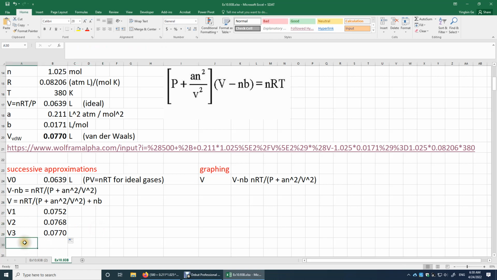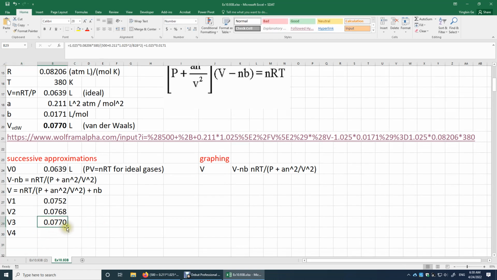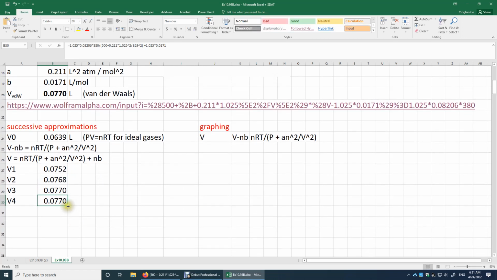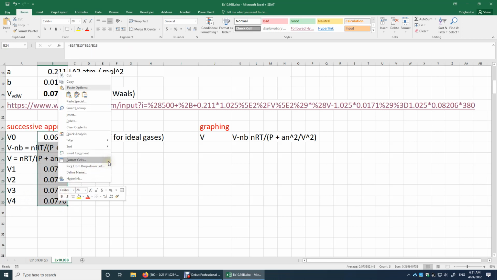0.770. I don't know if it's good enough. I drag it down. When I drag it down, you can see this equation I'm using B28. I'm using this value for volume in this equation on the right hand side. This B28 is this value. So you just keep doing this until it converges. And I can show you more decimal places so that you can appreciate how these successive approximations gradually converge to the right answer.